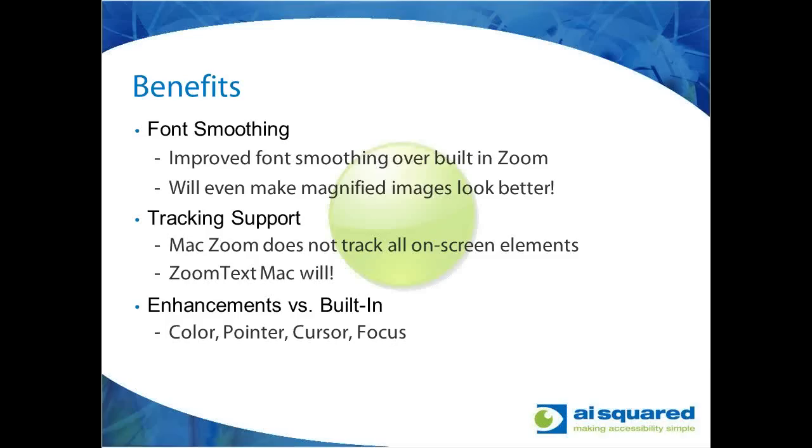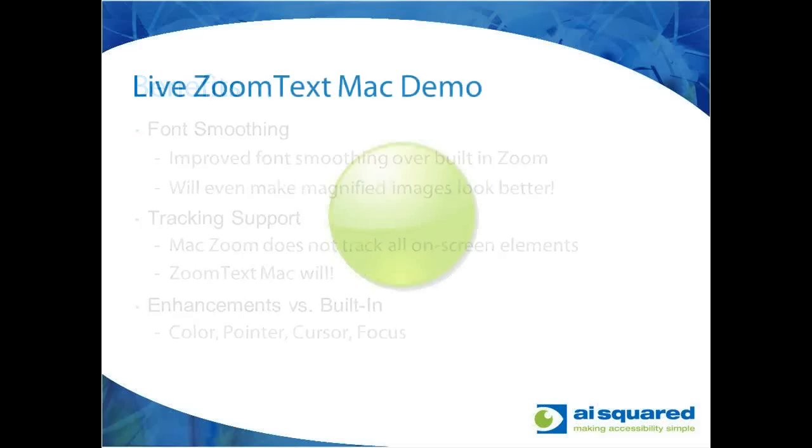And the other thing, too, is all the enhancements. The built-in accessibility tools, while they're great, they don't offer a lot of customization or flexibility. So, you can't add a locator to your mouse pointer. You can't change various color filtering modes. They have one mode, which is invert, I believe. They might have a black and white, but not all the other options that are available in ZoomText Mac. No cursor enhancements or focus enhancements either. Okay, so those are the main benefits of ZoomText Mac.